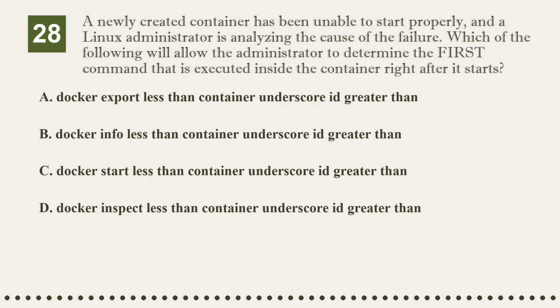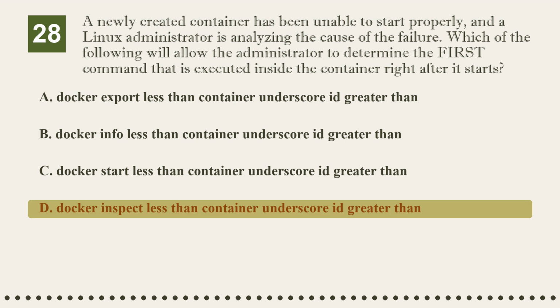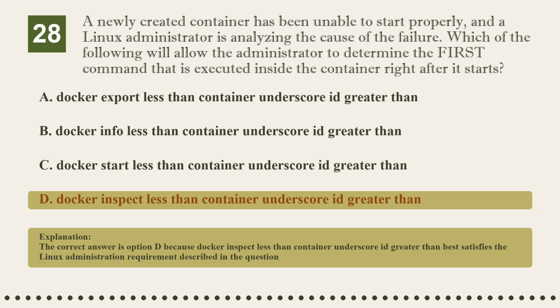Option A, docker export container_id >. Option B, docker info container_id >. Option C, docker start container_id >. Option D, docker inspect container_id >. The correct answer is option D, docker inspect container_id >. The correct answer is option D because docker inspect container_id > best satisfies the Linux administration requirement described in the question.